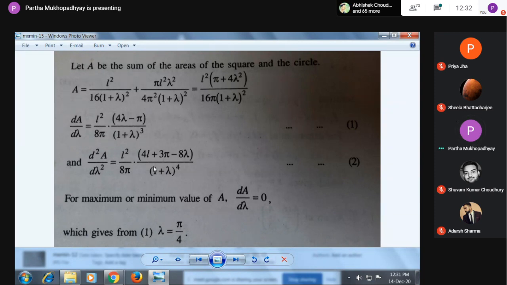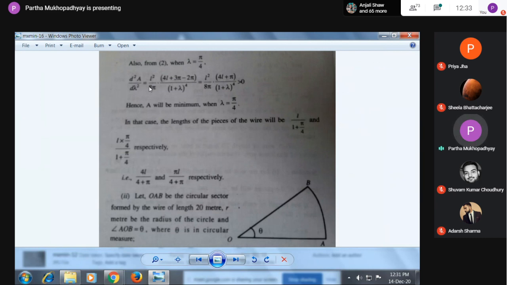So now dA d lambda should be equated to 0 as per the theorem. So that will give you 4 lambda minus pi equal to 0. That is lambda is equal to pi by 4. Lambda equal to pi by 4 is the value. And if you put lambda is equal to pi by 4 there, it will be greater than 0, obviously greater than 0. Here, d2A d lambda is equal to L square 4L by pi, 4L plus pi by 8 pi (1 plus lambda), therefore that will be greater than 0.